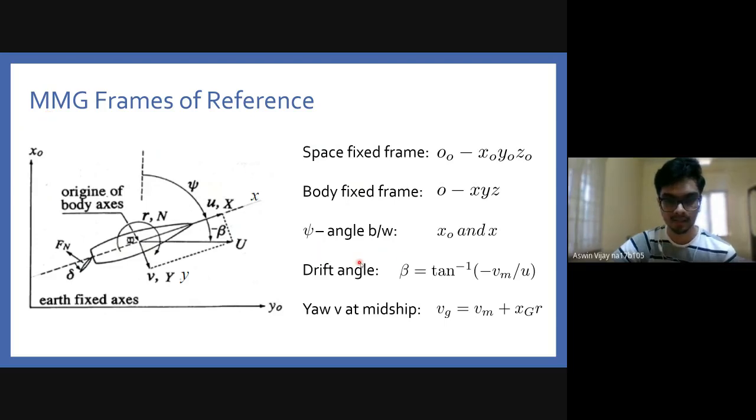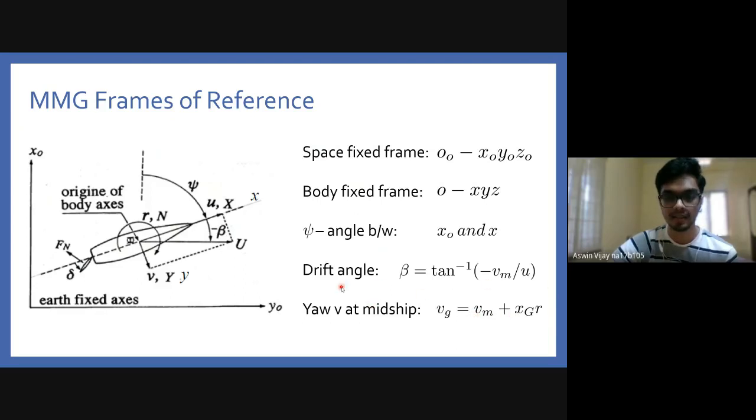Next, an important parameter, the drift angle, is also defined. Drift angle is tan inverse of minus Vm by u. Vm is the velocity in the y direction, this V at midship and not at CG. Then we can calculate the V at CG by using this formula: Vm plus Xg into R.